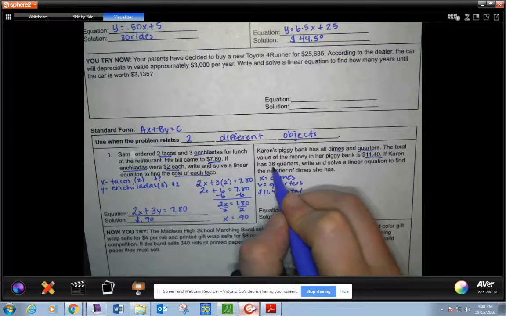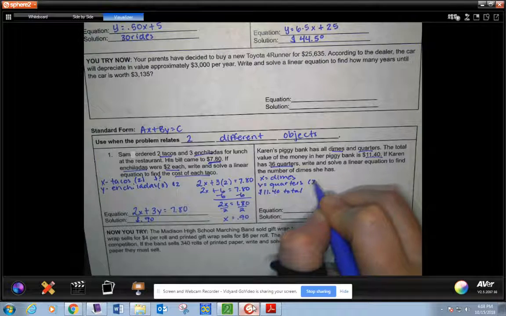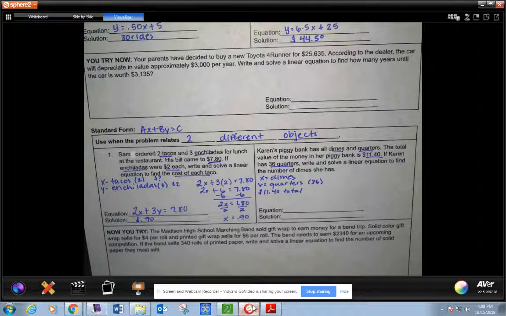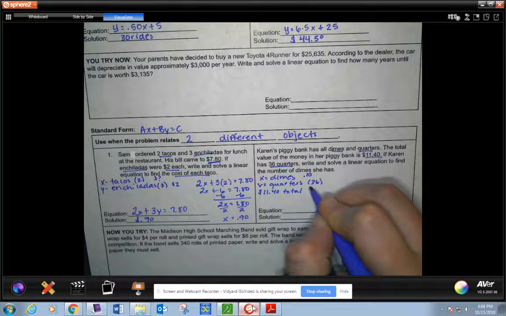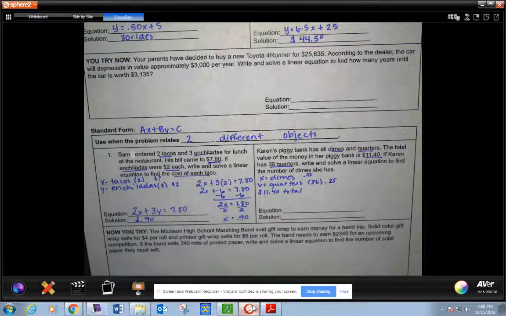Karen has 36 quarters. If she's got 36 quarters, I need to know that. Write and solve a linear equation to find the number of dimes she has. You need to know 2 things here: the value of a dime and the value of a quarter. A dime is worth 10 cents and a quarter is worth 25 cents. As you can see, I wrote those in decimal form.